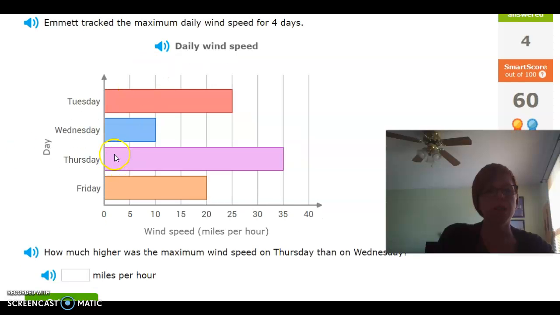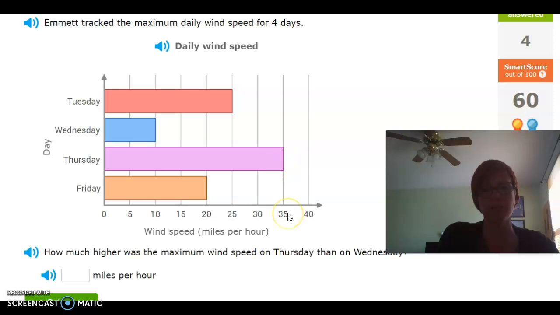Now this bar graph, once again, is going from left to right, and I see this title says daily wind speed. We're once again looking at days of the week, and we're counting once again by fives on the bar graph. And it says Emmett tracked the maximum daily wind speed for 4 days. How much higher was the maximum wind speed on Thursday than on Wednesday? This is another fancy way of saying how much larger. What is the difference?